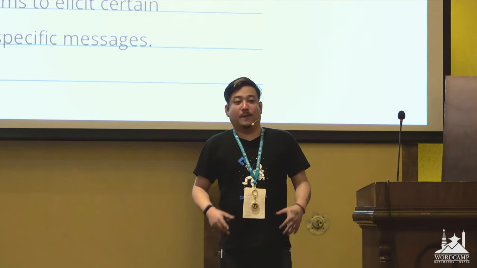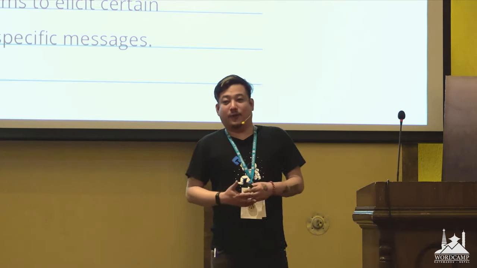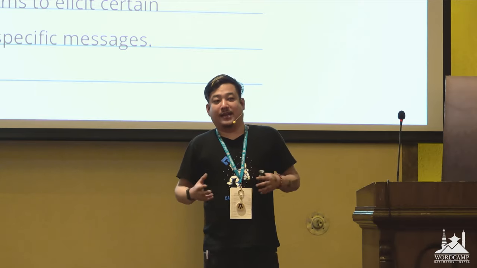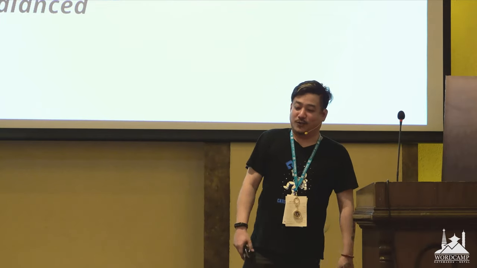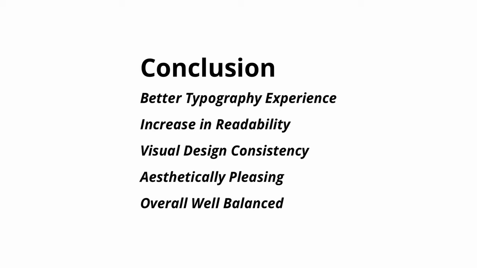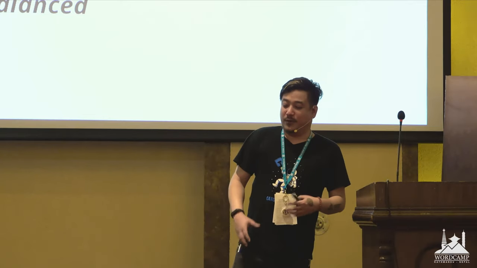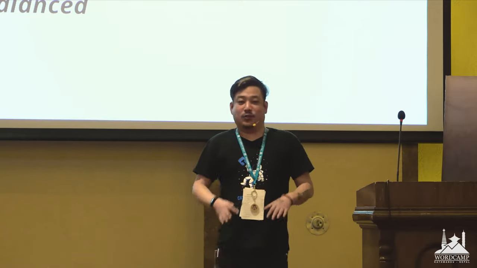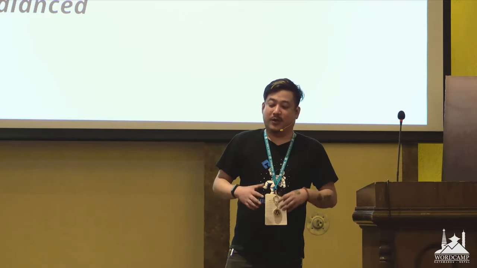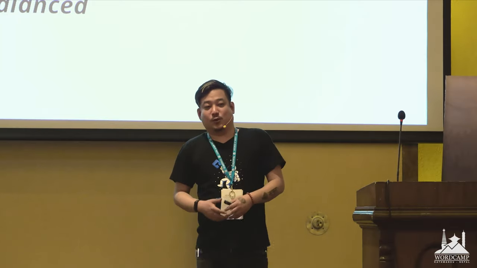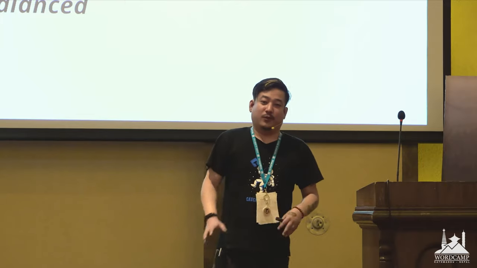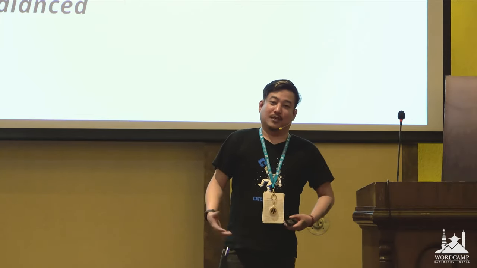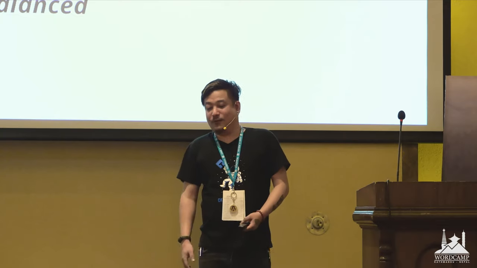So a little bit of math and a tiny bit of effort can really have a huge impact on our design. Coming to our conclusion, what we'll get out of this is a better typography experience, and it will also increase our readability. Our overall design will look very consistent, aesthetically very pleasing, and very well balanced. So that's what vertical rhythm is all about.